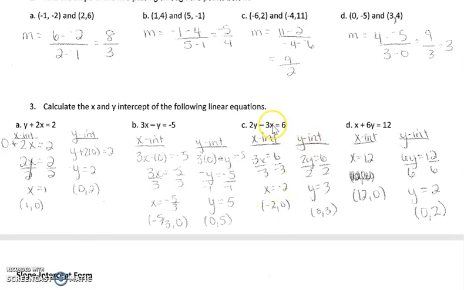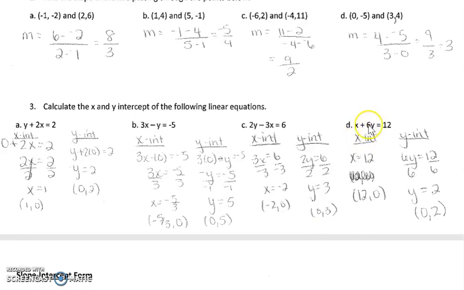Y-intercept. You're going to plug in a 0 for the x, 0 right there for the x. 3 times 0 is 0, so you have 2y equals 6. Because you'd have 2y minus 0, you don't have to have minus 0, so 2y equals 6. Divide by 2, and so y is equal to 3. One last one.